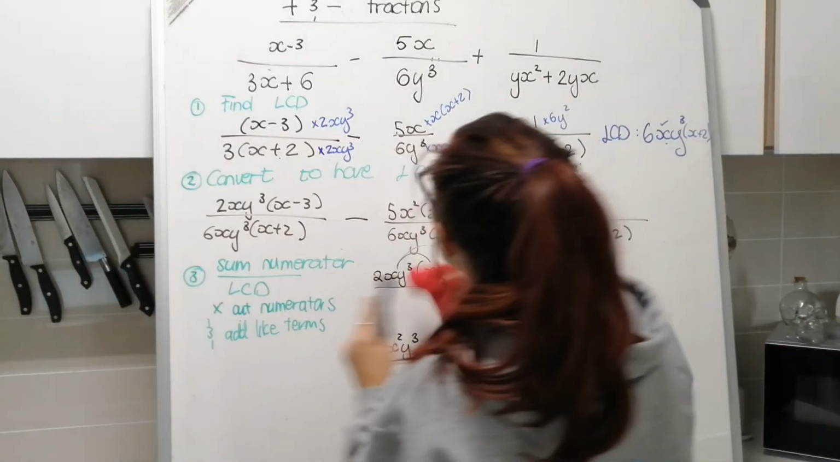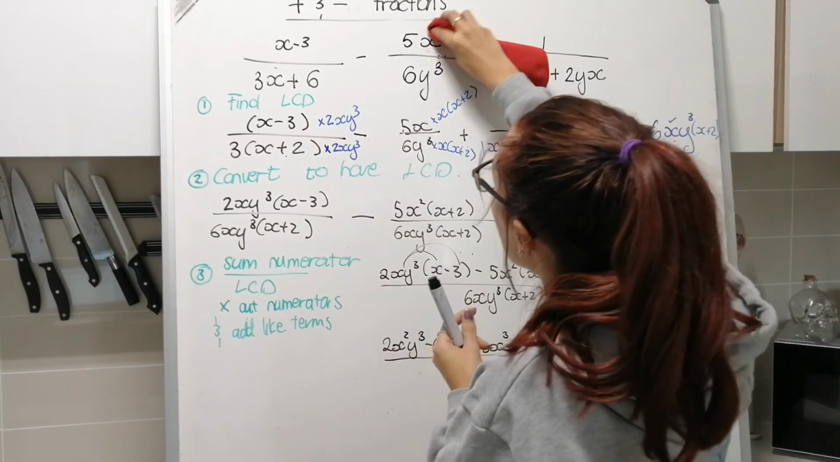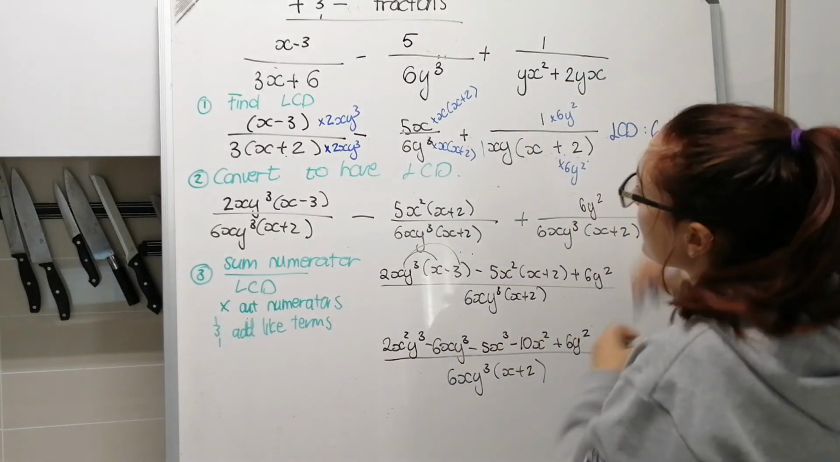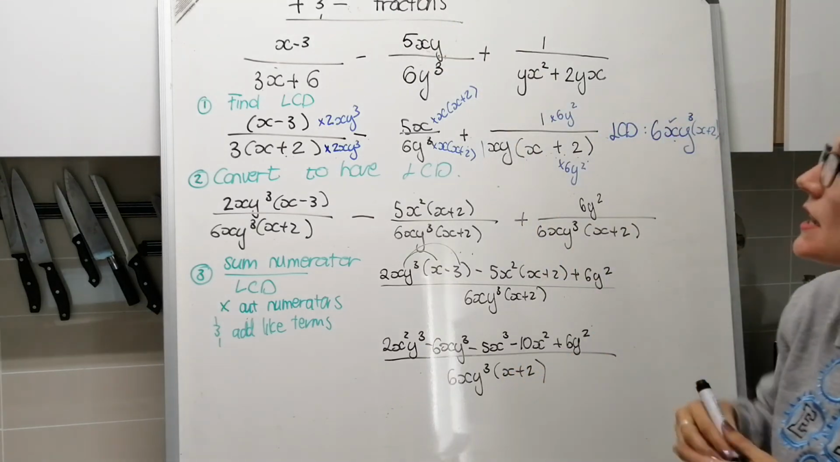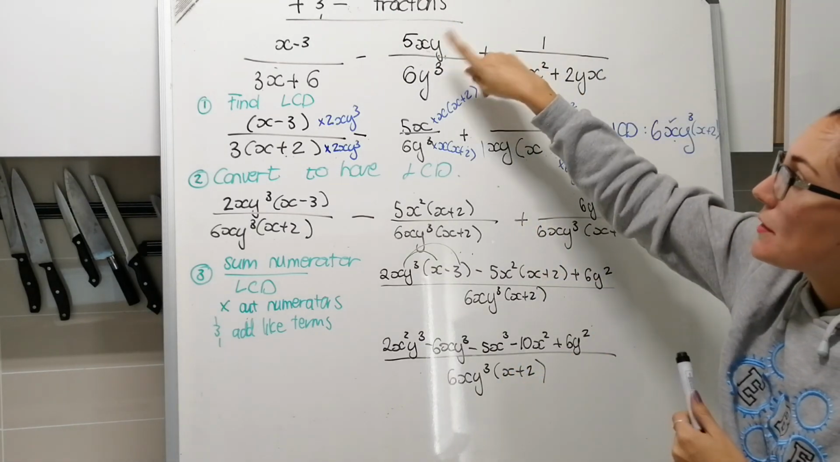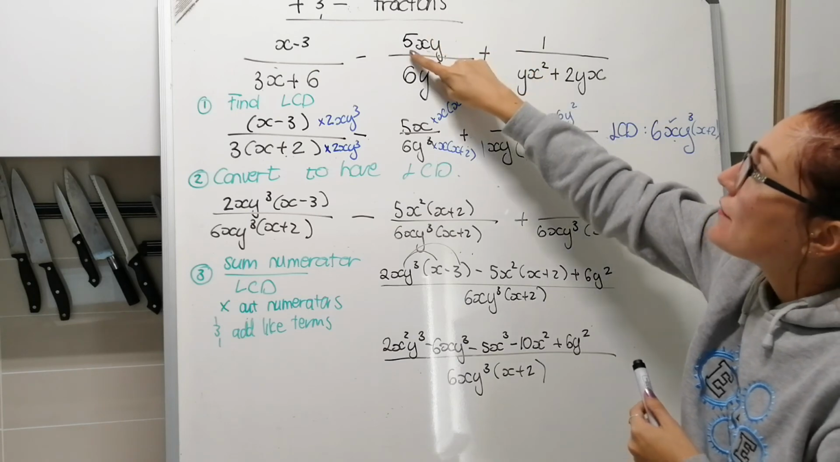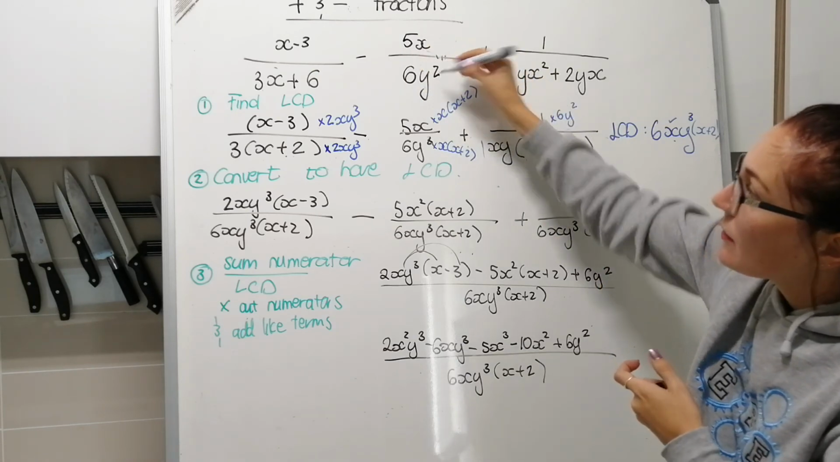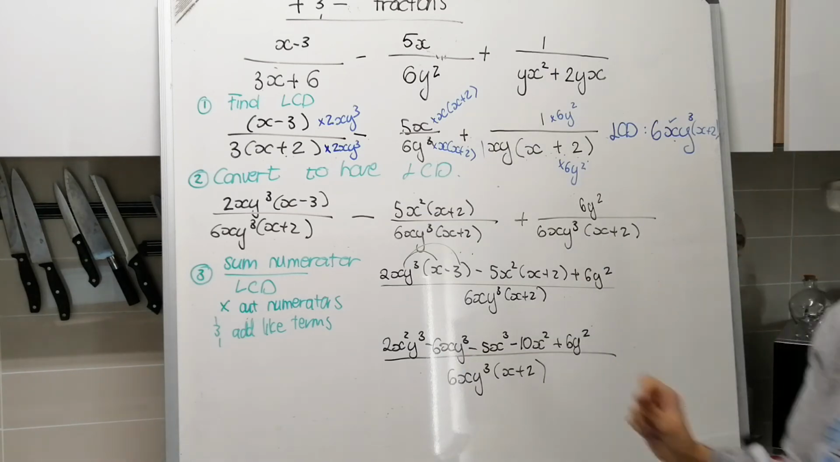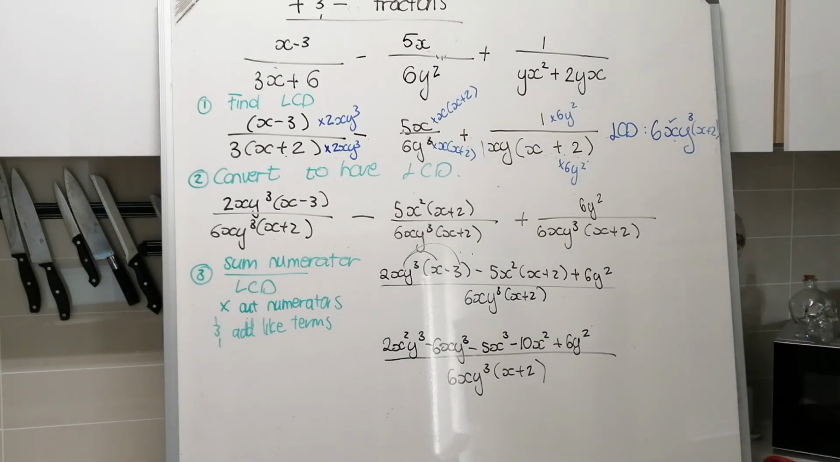Let's say this question was actually 5xy over 6y cubed. Then before you even start, you could have simplified this fraction to be 5x over 6y squared. Okay? So always keep an eye out for that. You might be able to simplify something before you start.